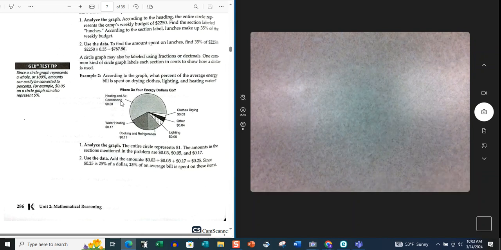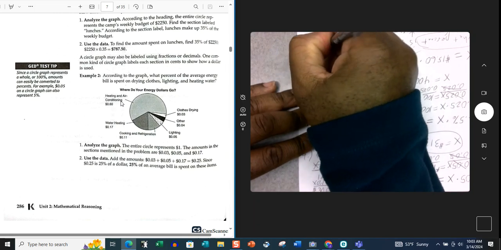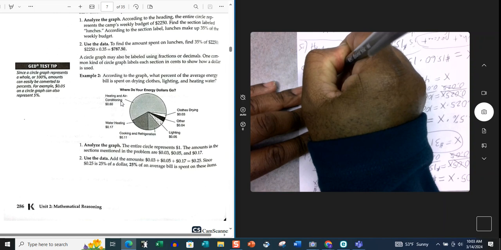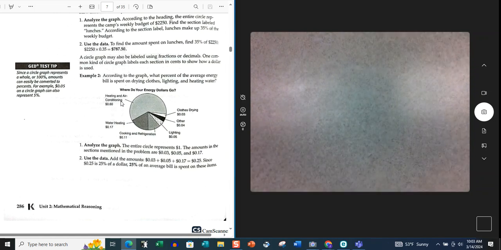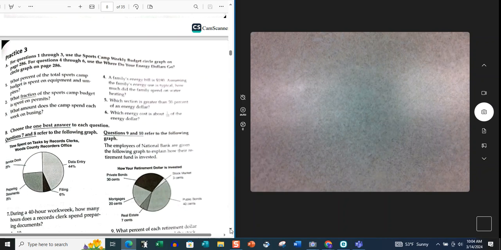They ask us which section is greater. So then for number 5, we would say heating and air conditioning. That would be our section for number 5, is heating and air conditioning. Okay, now we scroll down to problem number 6. It says, which energy cost is about 1/10 of the energy dollar? Okay, so now what we have to do is determine what 1/10 is.